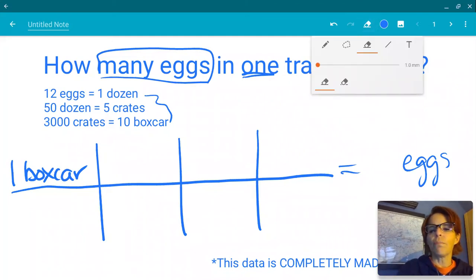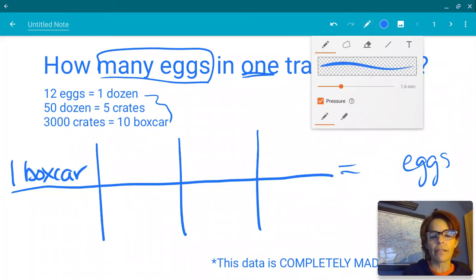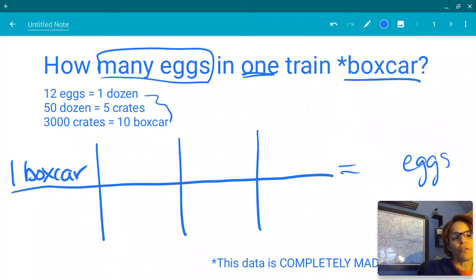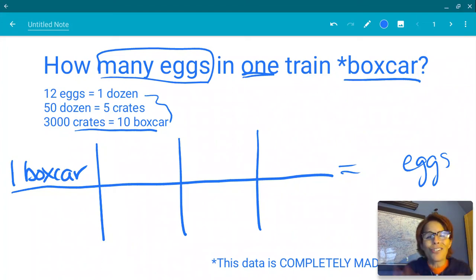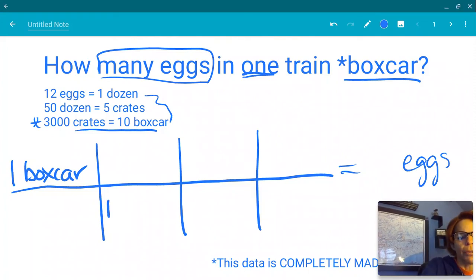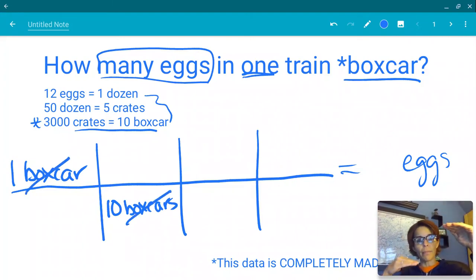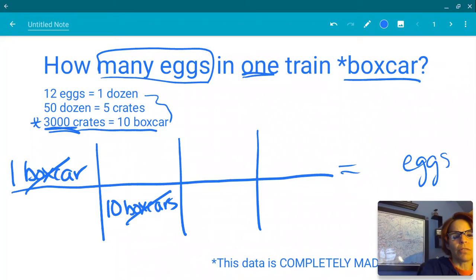Okay, let's jump in. Let's start with the first thing. We have one boxcar. The information we have here is that for 3,000 crates, there are 10 boxcars. When I do a conversion factor, super important, if you can remember this, it will make you super happy. You want to put the unit that you're trying to get rid of on the bottom of the conversion factor. So I'm going to put 10 boxcars on the bottom so that my unit cancels out. When it's on the top and divided by the bottom, they cancel each other out. It's basically saying it's 1. And then 3,000 is what goes on top.